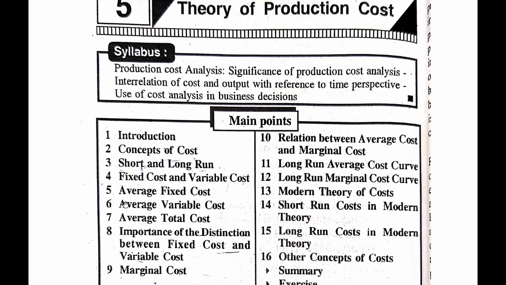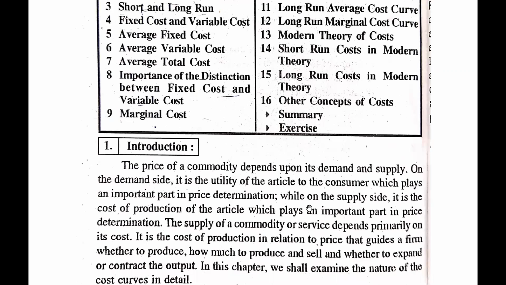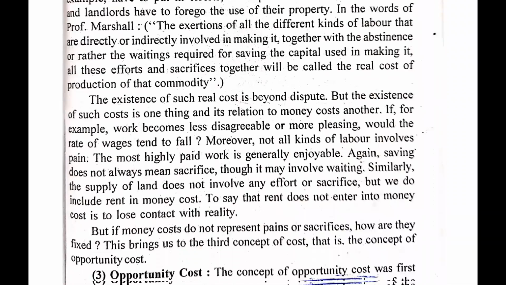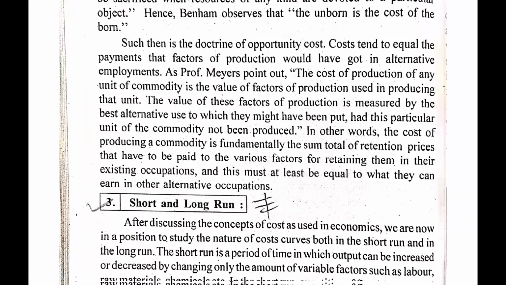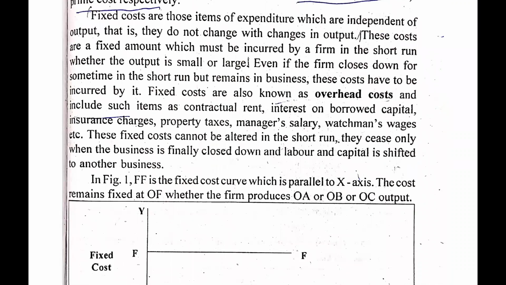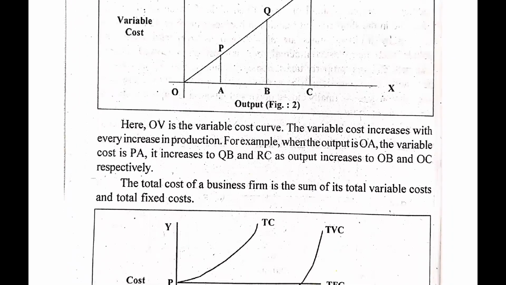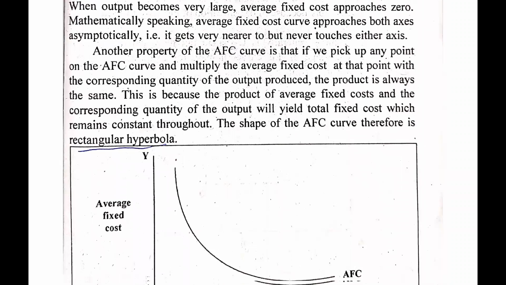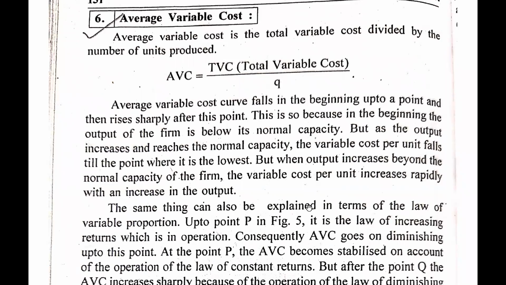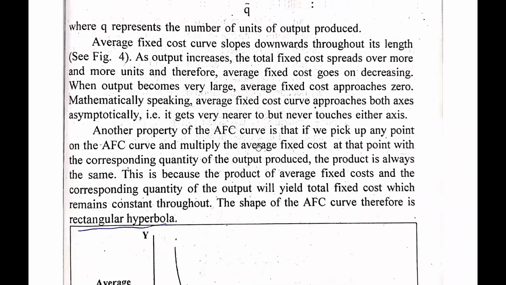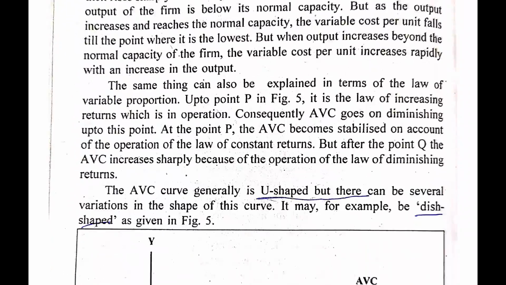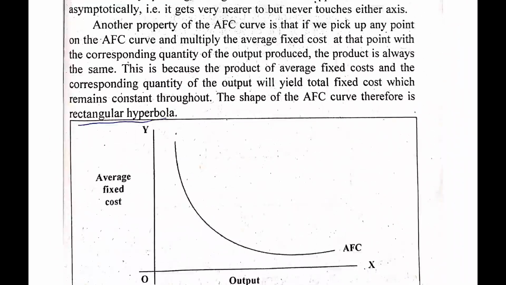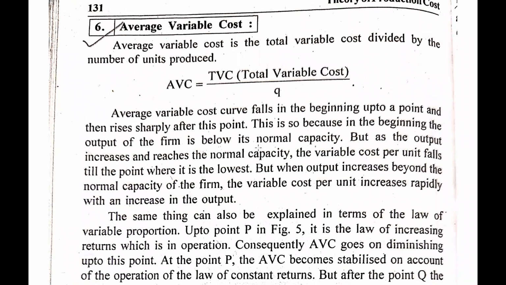Now we will start with point 6, average variable cost. So guys, as we have seen all these things in our first lecture, we will start with average variable cost, that is given below after the average fixed cost. Okay, guys. So as we have seen average fixed cost, now we will see average variable cost.